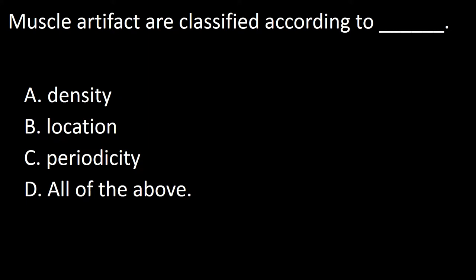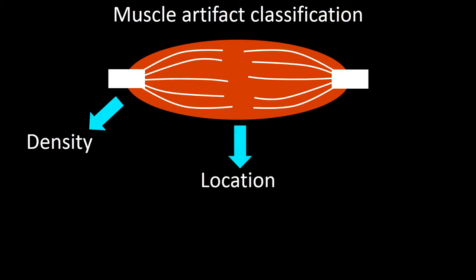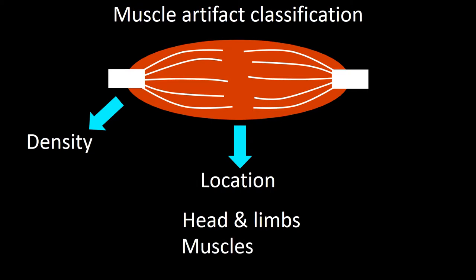Next question. Muscle artifacts are classified according to A. Density, B. Location, C. Periodicity, D. All of the above. Contraction of a single muscle fiber produces a very sharp wave, ranging from 10 to 20 milliseconds. Muscle artifacts are classified according to their density, location, which at times is given as head and limb artifacts, and at times as specific muscle artifacts.